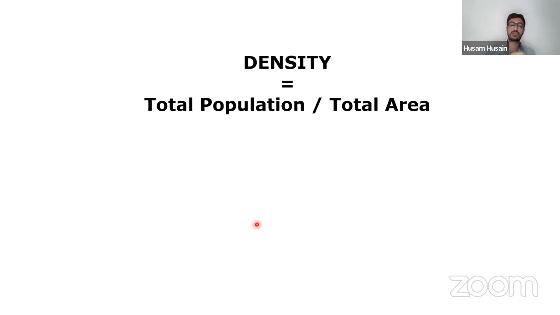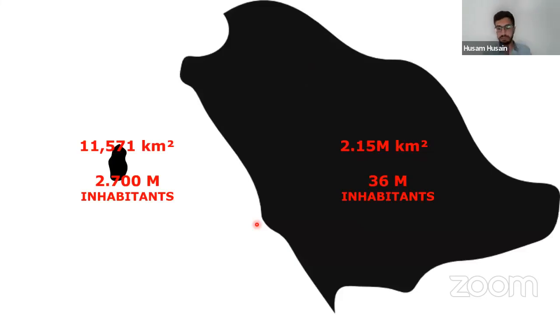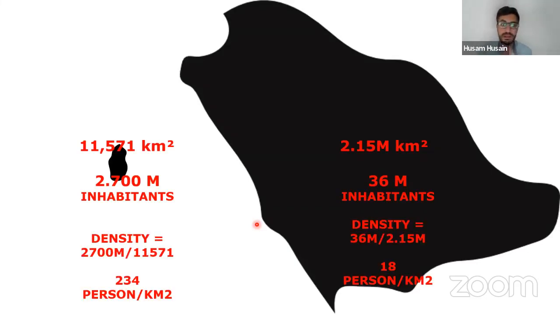So density equals total population divided by the total area. As an example, in Qatar, the density is 2.7 million divided by 11,000, which is the area, and that equals 234 persons per square kilometer. While in Saudi Arabia, the number would be 18 persons per square kilometer, which means 234 people live in 1 square kilometer.